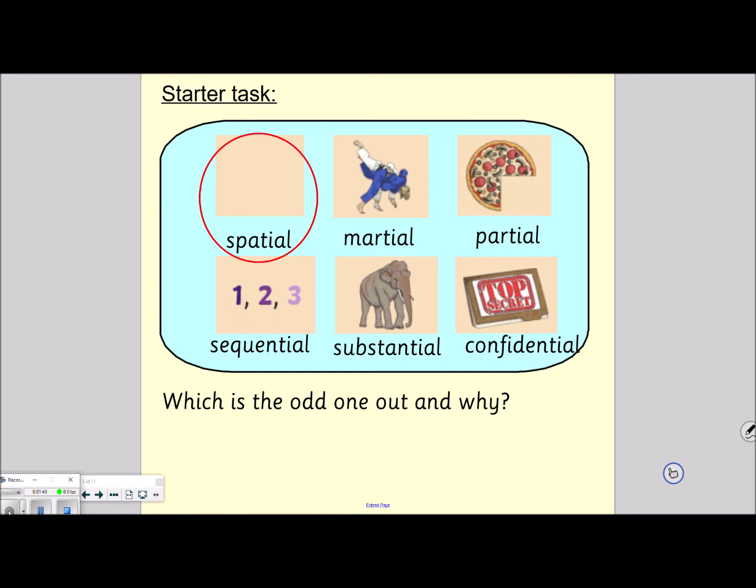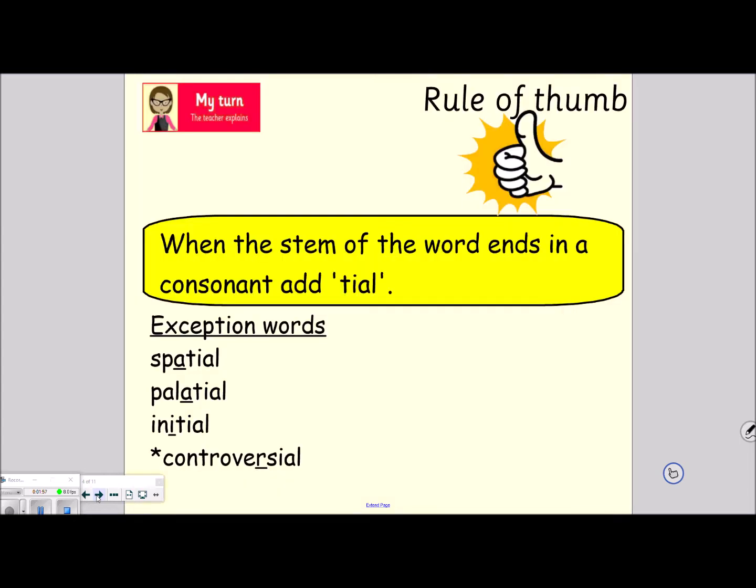And you'll notice that I have circled spatial as the odd one out. But why? Well, if we think about our rule of thumb, when the stem of the word ends in a consonant, add tial. Well, have a look at these words, which I put down as exception words. These don't follow the rule. Spatial, with the stem of the word, ends in an A, which is a vowel. So following the rule, we should be adding cial and not tial. The same as palatial and the same as initial.